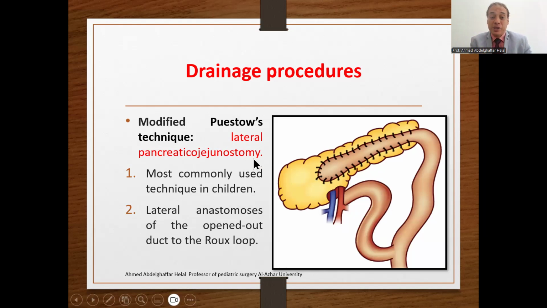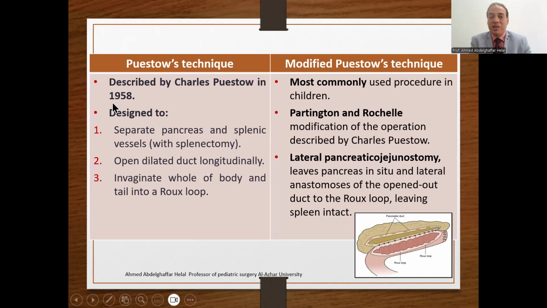Actually, this technique passed through two stages. The original technique was described in 1958 by Charles Puestow. At first, the authors separated the pancreas and pancreatic vessels and splenic vessels with splenectomy, opened the duct longitudinally and invaginated the whole of the pancreas into the limb of the intestine. This is the original. However, it was modified by Partington and Rochelle and colleagues into what's called lateral pancreatico-jejunostomy. This is the most commonly used today.